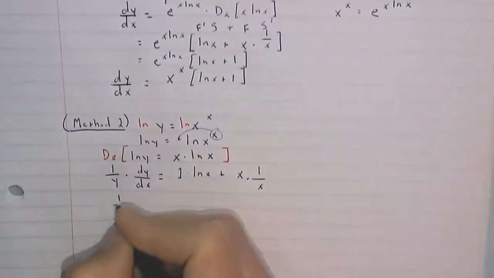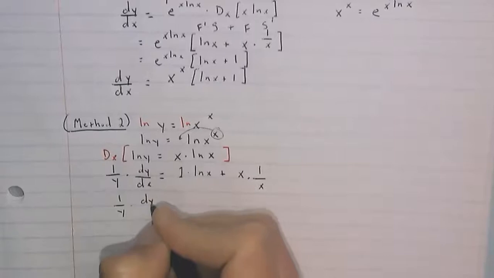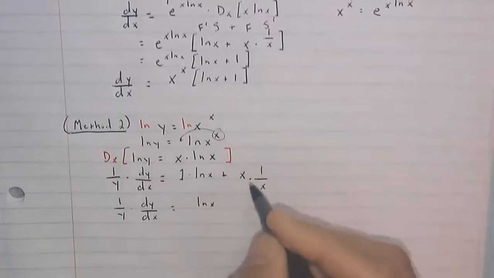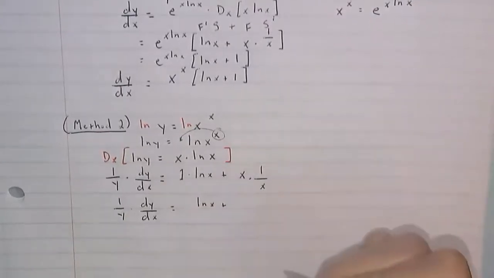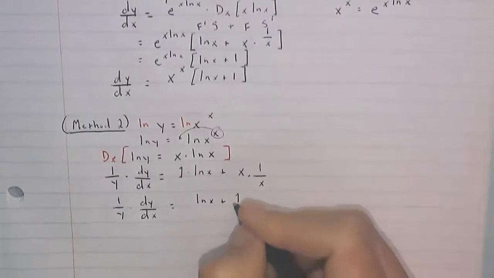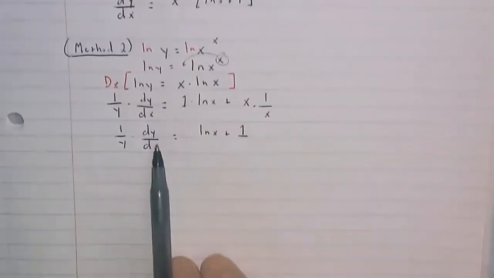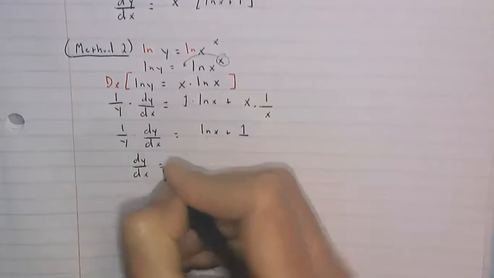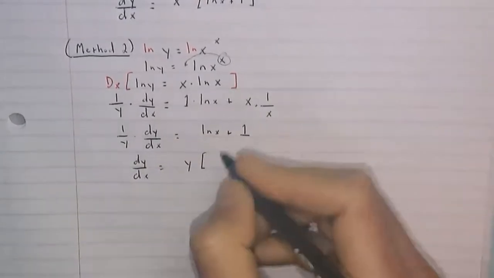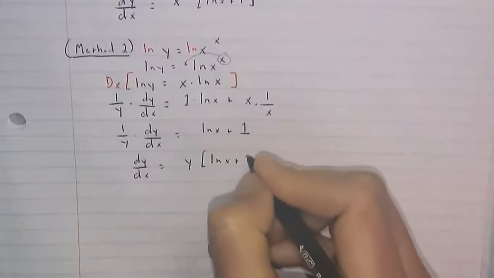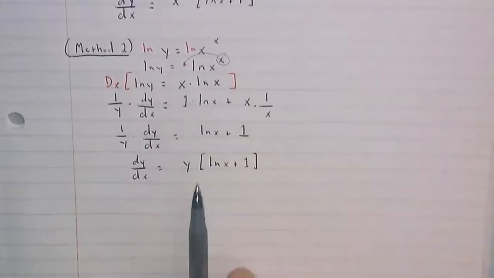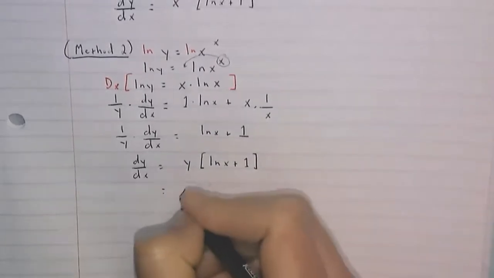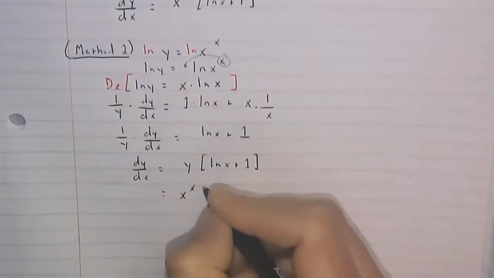And so we end up with 1 over y times dy dx is equal to the ln of x, and we again get the x times 1 over x to go away. But we want the derivative by itself, so we get dy dx is equal to y times the ln of x plus 1. And oh, happy day, what's y? x to the x. So we arrive at the same destination.